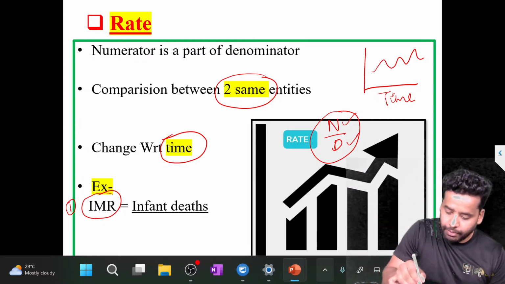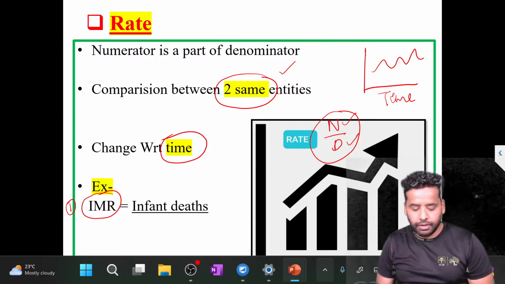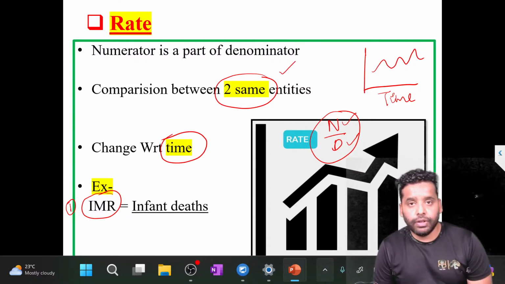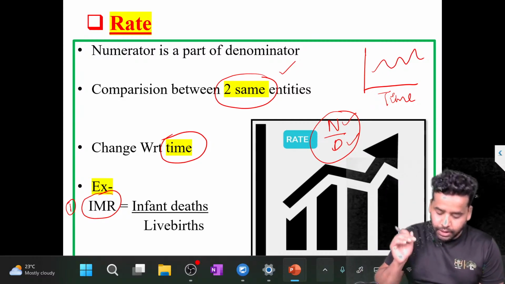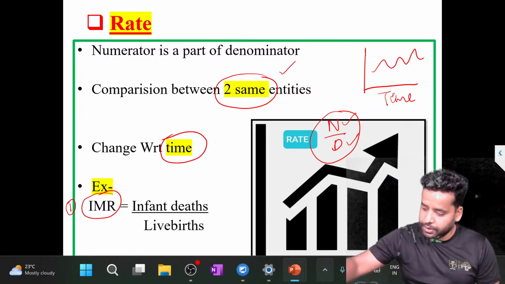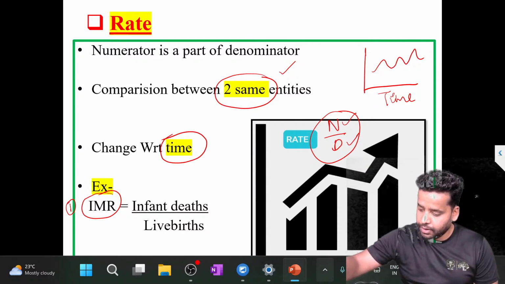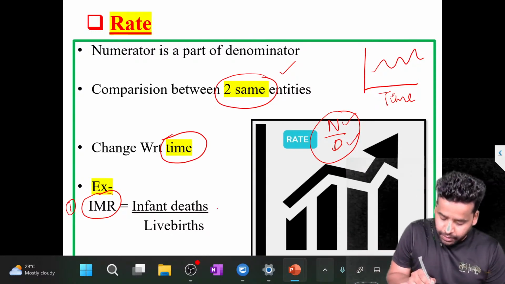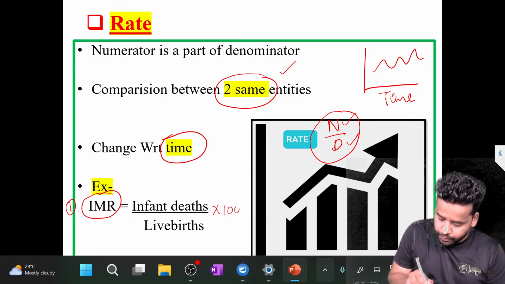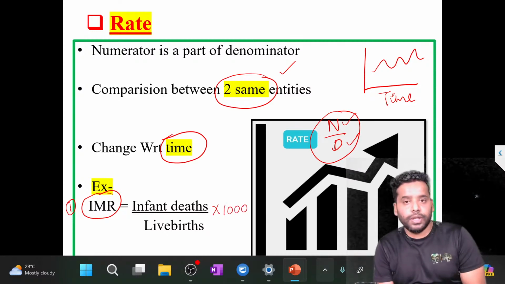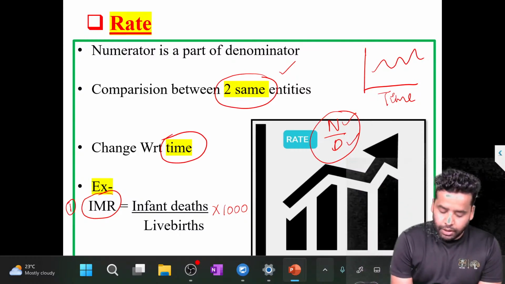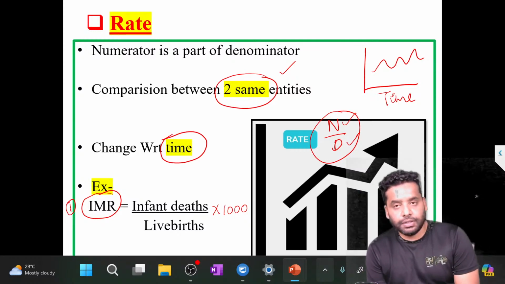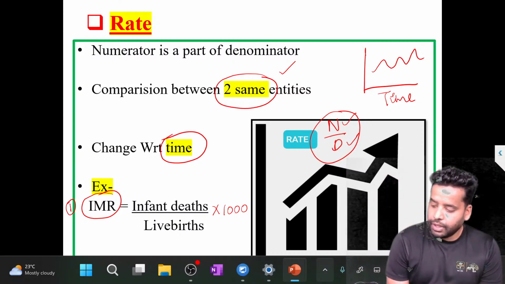It is a comparison between two same entities. You have to keep the same entities, that is why I'm telling. What is the denominator of infant mortality rate? Live births. Good. The denominator will be live births. Multiply with 1000. For every 1000 live births, how many infants will die? So what is the multiplier for infant mortality rate?